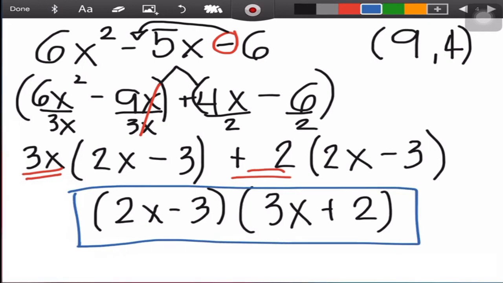Actually, you can use trial and error method, but it is a little bit difficult if you are not familiar with this kind of factoring. So I'll suggest you use AC method first. It is long, but for sure you will arrive with the correct answer. Now have the second example.